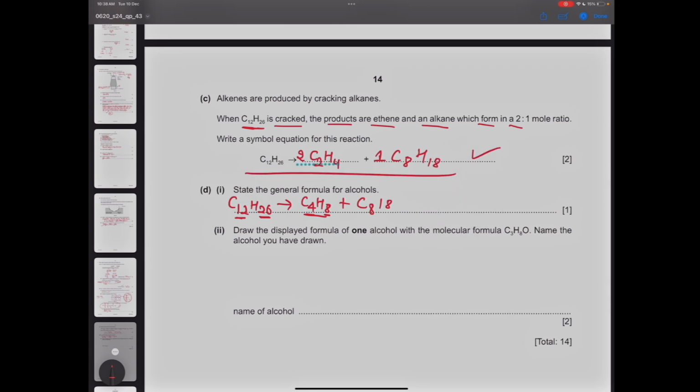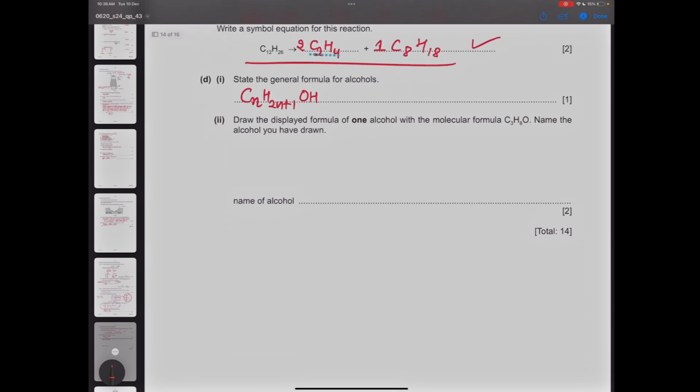Alright. Now state the general formula for alcohol. So it is CnH2n+1OH. Draw the displayed formula of one alcohol with the molecular formula C3H8O. So the molecular formula is C3H8O. Now I'm a little bit confused with this, but let's do one thing. I will try drawing propanol because this is 3 carbon only. So let's give it a try.